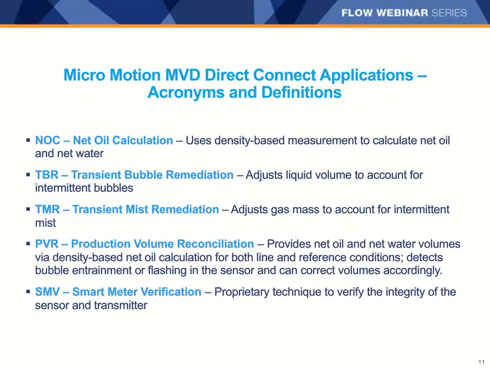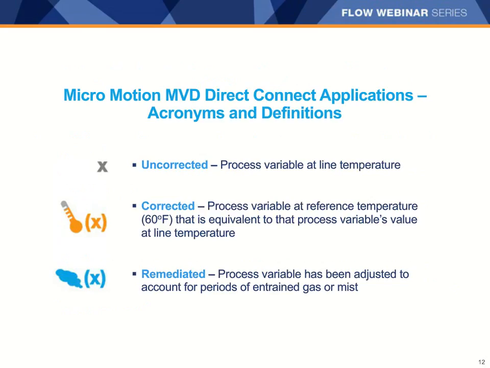A few definitions here as we get into the complicated realm of determining whether we're looking at a modified volume versus an unmodified volume. So first term that I'd like to introduce is uncorrected. An uncorrected variable is a process variable at line temperature. So if I'm flowing through my meter and it's coming straight out of a separator and it's at 110 degrees Fahrenheit, if I look at that uncorrected volume, that is the volume flowing at 110 degrees Fahrenheit.